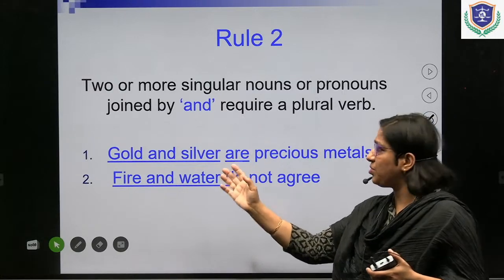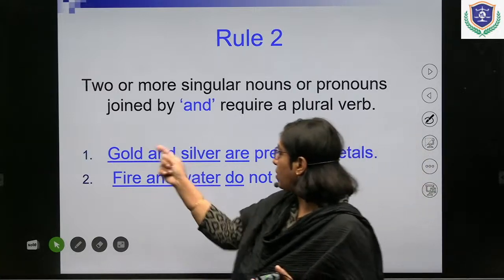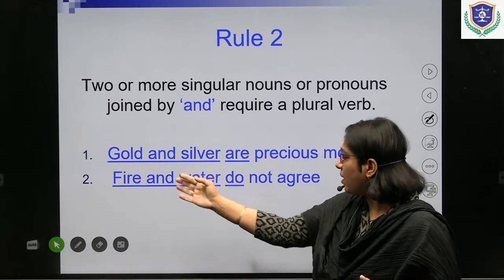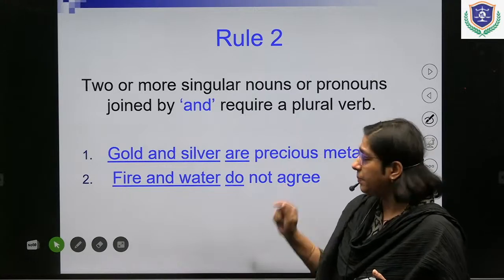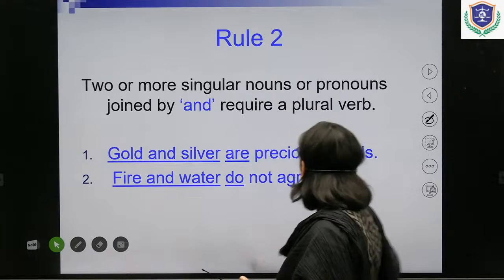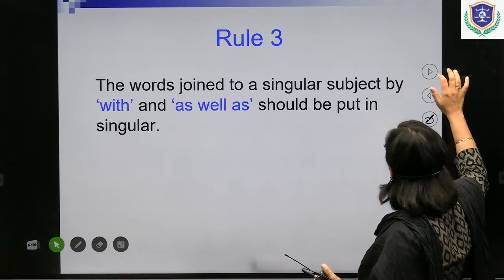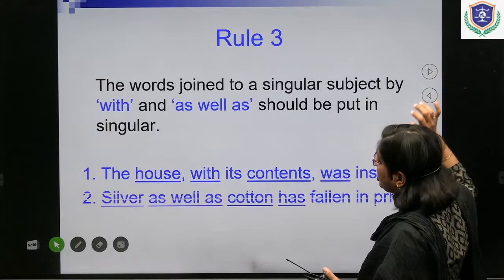Two singular subjects joined with and take a plural verb. So of course, gold and silver are precious metals. Fire and water do not agree. Do is plural, does is singular. Okay, remember that. And then as we move ahead, we have something which I had mentioned yesterday also.